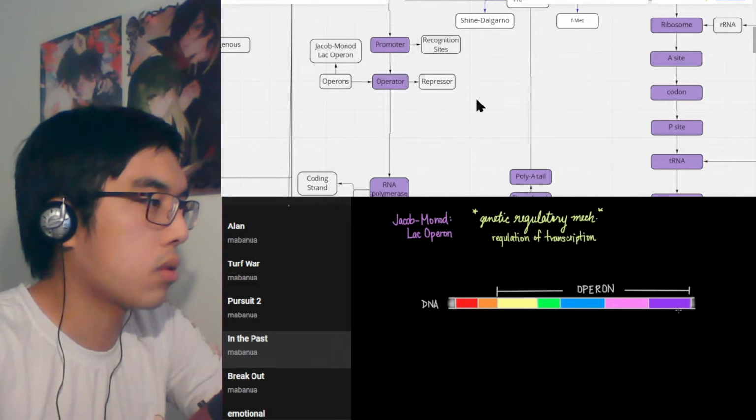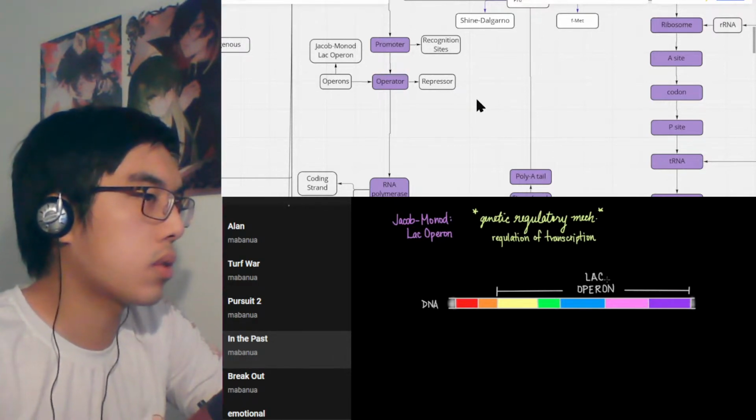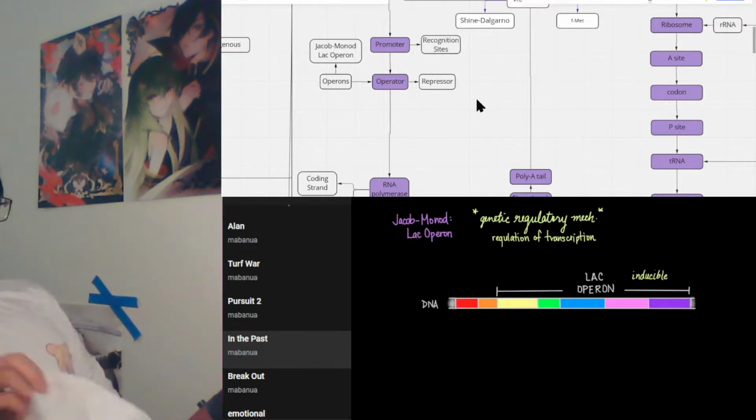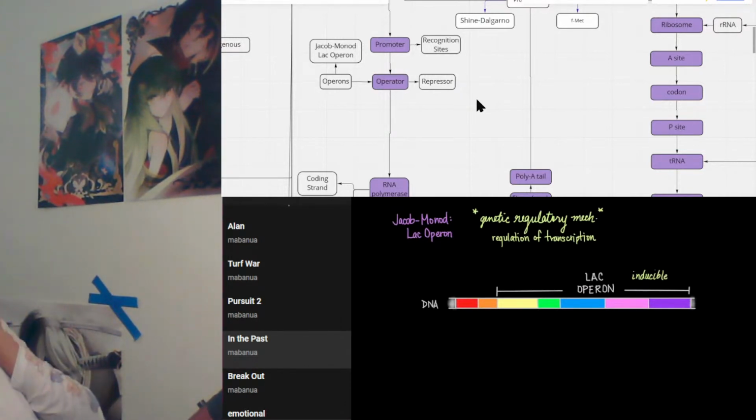Now, the operon that I've drawn here happens to represent the lac operon, and the lac operon is an example of an inducible set of genes which are responsible for importing and breaking down the sugar molecule lactose to use as a source of energy. So in the event that glucose, which is the ideal source of carbon and energy for a cell, is not available, then the cell has sort of a backup source of energy in the form of lactose.